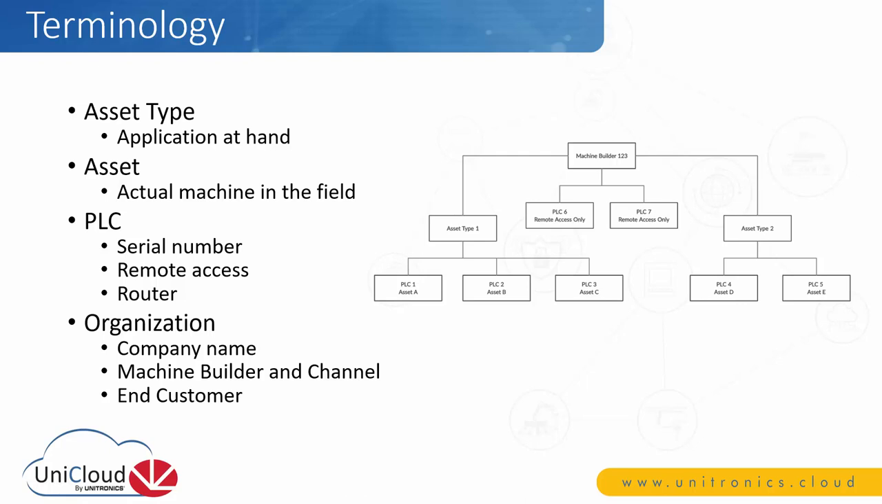Now, a PLC being added to the UniCloud is going to be validated by its serial number. You then have the ability to provide or not provide remote access. And the router itself that is tied to the asset can also be accessed via UniCloud. The UniCloud account is going to be assigned to an organization under a company name. This company will be added as the machine builder. You then have the ability to add partners or channels who can add or subtract users to the organization to give the intended user access to what they need.